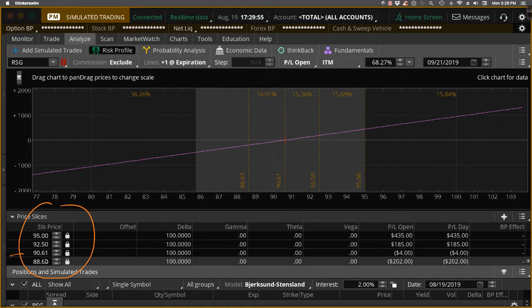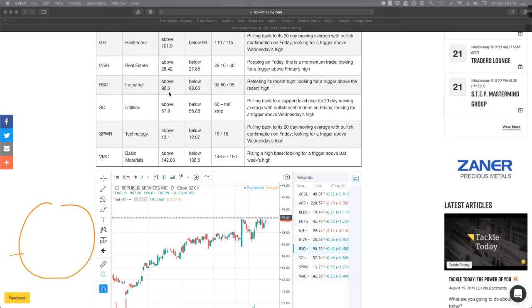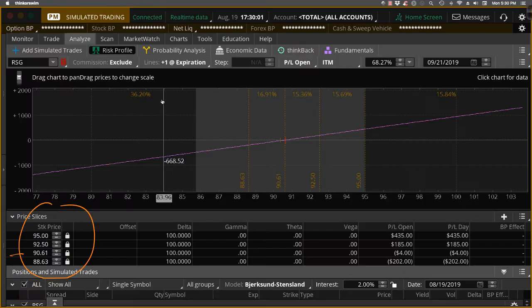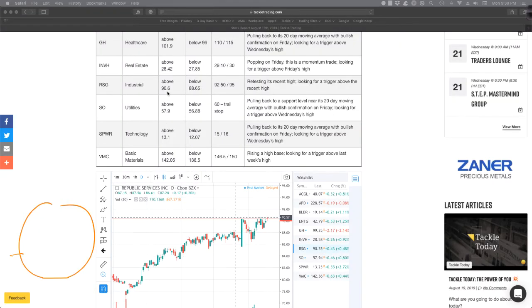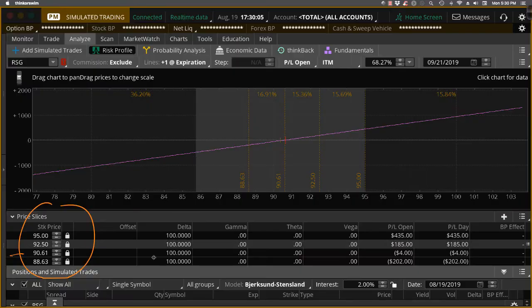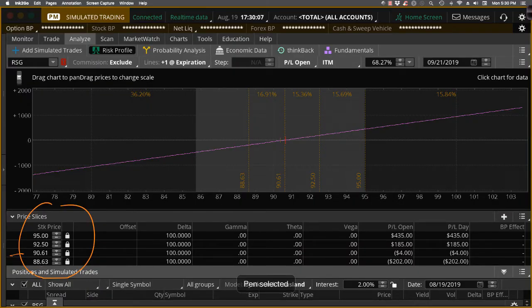And then we want to put our stop loss, again, down below 90.60. Oh, stop loss below 88.65. So I got that down here at 88.63. And then target 1, 92.50, target 2, 95.